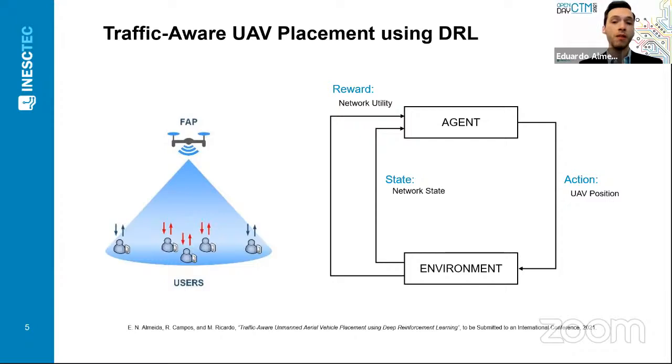And to that end, we also have to model the state as a function of the observations taken from the real-time performance metrics collected of the networks, such as the characteristics of the traffic demand, where the users are, and so on. And those are the observations that the agent uses to learn to make actions according to that state in order to maximize the network utility.